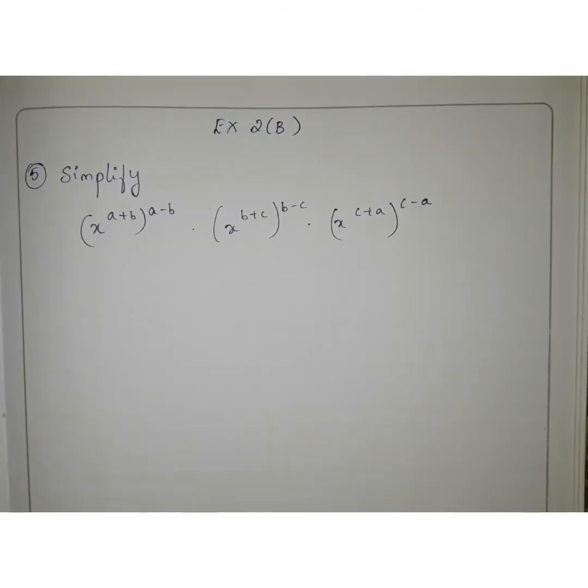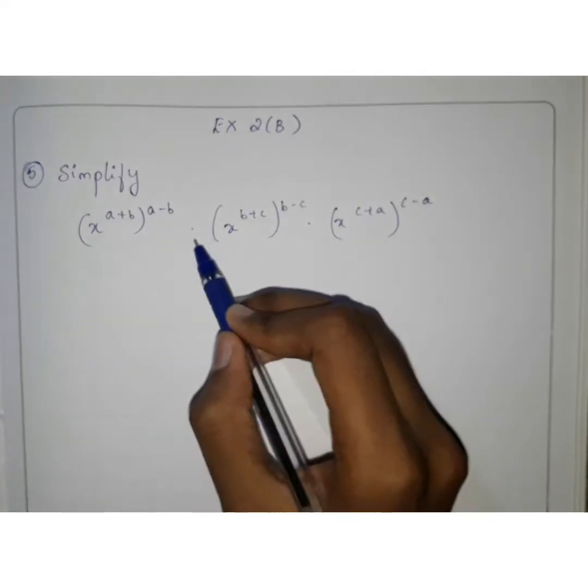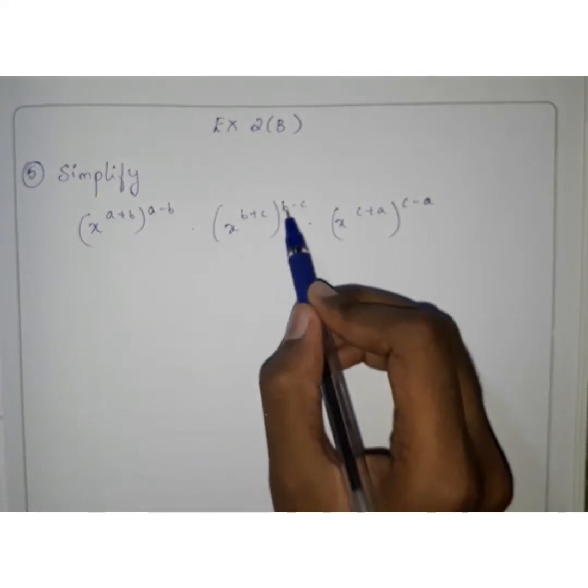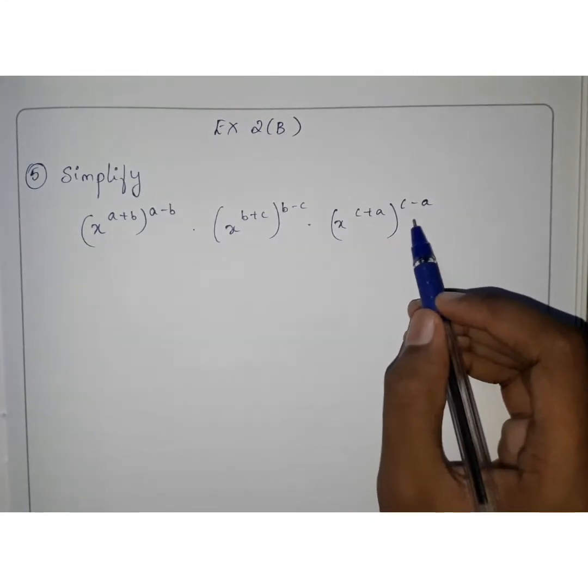Hello everyone, we'll solve the given question. The question is (x to the power a plus b) whole to the power a minus b, into (x to the power b plus c) whole to the power b minus c, into (x to the power c plus a) whole to the power c minus a.